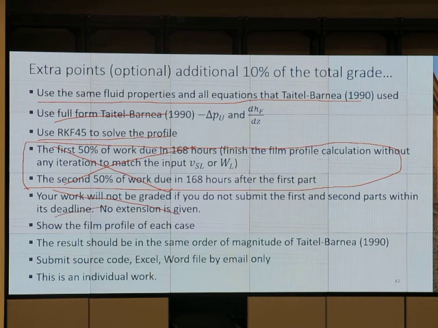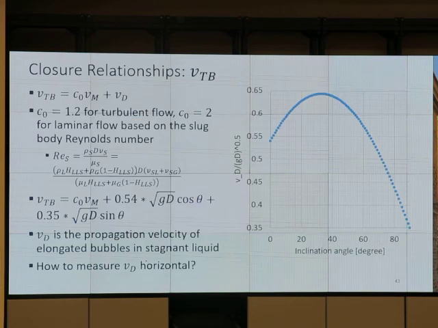Neglect this then. Neglect this. Show the film profile of each case. Show results should be in the same order of magnitude of Taitel-Barnea. Submit source code, everything. This is individual work.